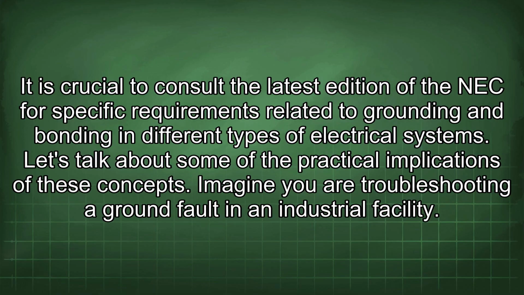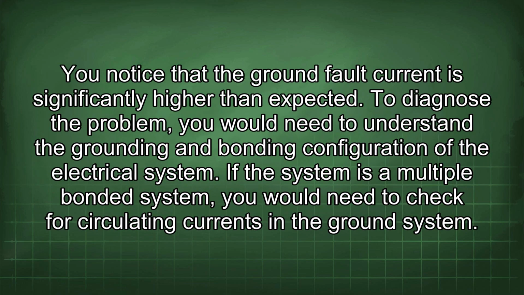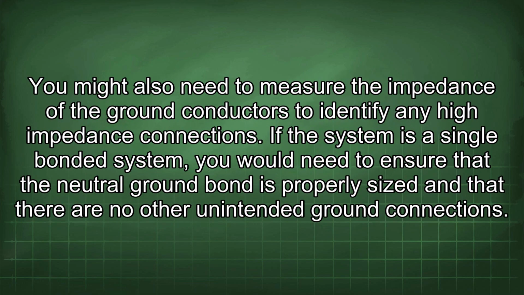Let's talk about some of the practical implications of these concepts. Imagine you are troubleshooting a ground fault in an industrial facility. You notice that the ground fault current is significantly higher than expected. To diagnose the problem, you would need to understand the grounding and bonding configuration of the electrical system. If the system is a multiple bonded system, you would need to check for circulating current in the ground system. You might also need to measure the impedance of the ground conductors to identify any high impedance connections.